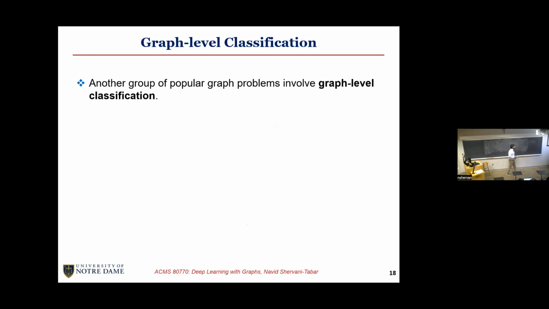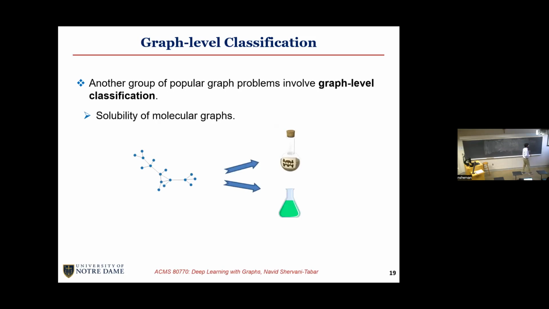So another class of problems that we will be dealing with, another popular class of problems, involve basically inference on the whole graph. So one example is graph classification. In the graph classification problem, for instance, we want to predict solubility of some molecule. And we're representing a molecule using a molecular graph. And we say that, for instance, we want to see if this is soluble in water or not, right?